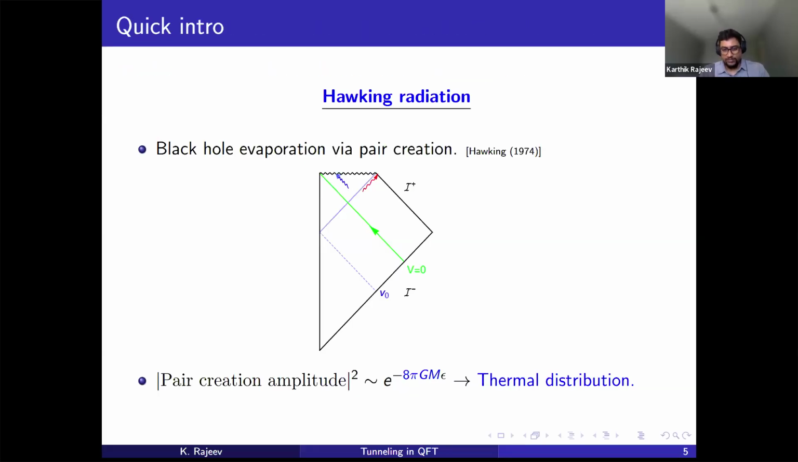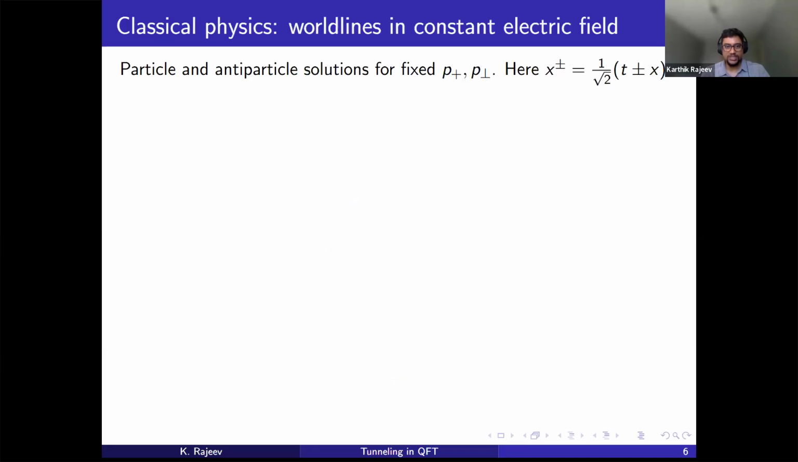Okay, so now we'll try to make this more precise by looking at these objects in more detail. First start with, let's say, the Schwinger case. That is, you have a strong electric field. Let's briefly look at what happens in the classical physics scenario. It is convenient to work in this light front gauge, where instead of t and x, you look at x plus and x minus, defined here as t plus or minus x. These are called light front coordinates.